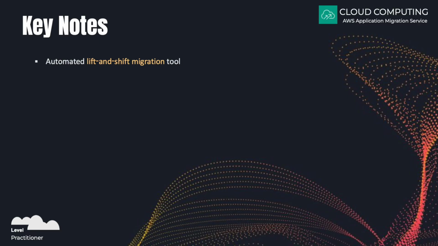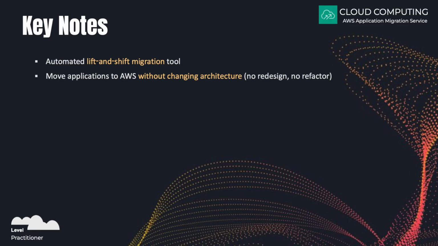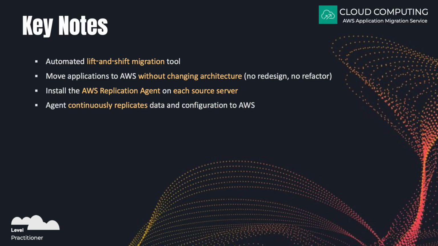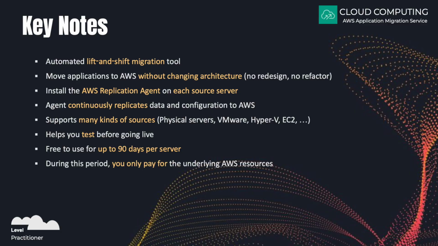Okay, here's a quick recap and key takeaway points of the things you should remember from this service. Application Migration Service is an automated lift and shift migration tool. You can move your applications to AWS without changing their architecture, no redesign, no refactor, just migrate as is. It requires you to install the AWS Replication Agent on your source servers. That agent continuously replicates the data and configuration to a new native AWS server in your target environment. It supports many kinds of source servers like physical servers and VMs from VMware and Microsoft platforms. And you can even lift and shift EC2 instances between regions or AWS accounts.